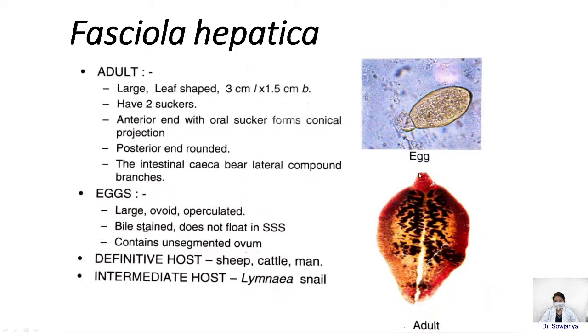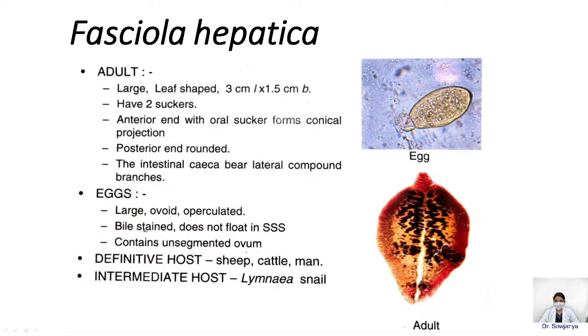It has 2 suckers. The anterior end has a conical projection, which has the oral sucker, and it forms the anterior end as it is connected to the entire body. It forms a shoulder kind of structure anteriorly. The posterior end is rounded here, and internally there are the intestinal caeca. They bear lateral compound branches.